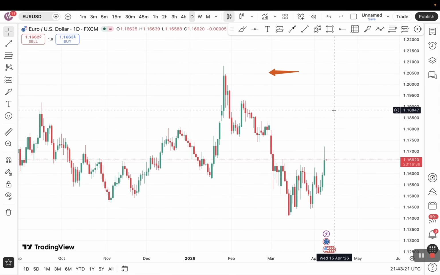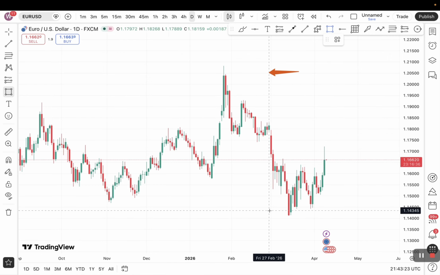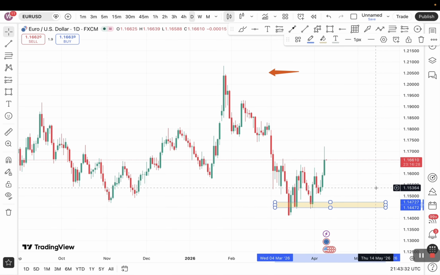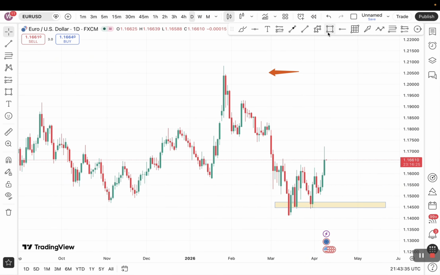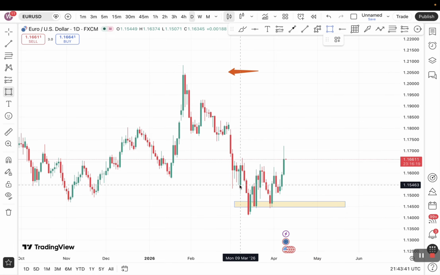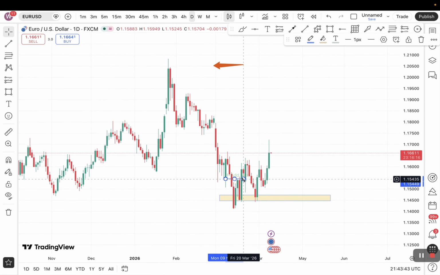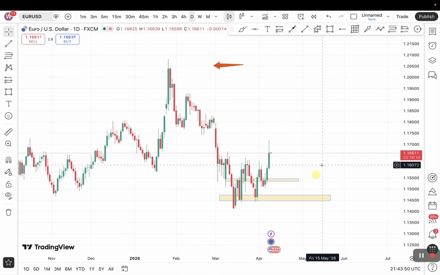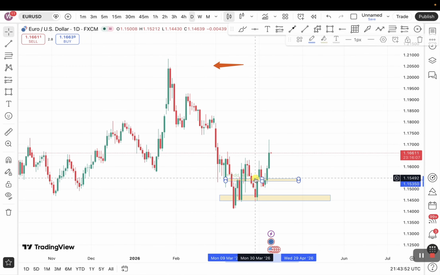If you want to draw your support and resistance levels, just come to the recent level here around this zone. We can say that is support. Then let's look for our resistance level. The recent resistance level is around this zone, before the market just broke it.